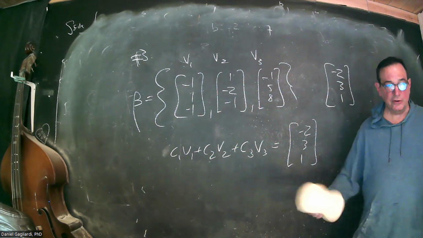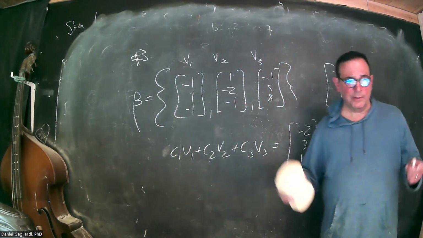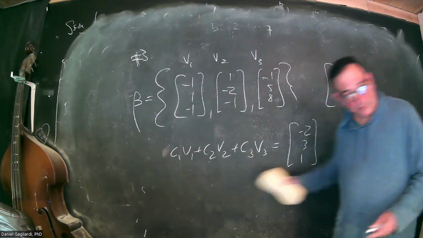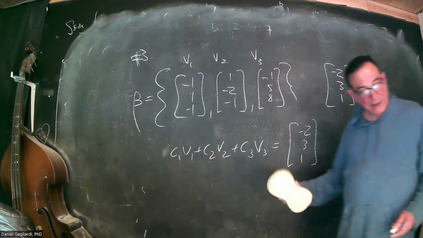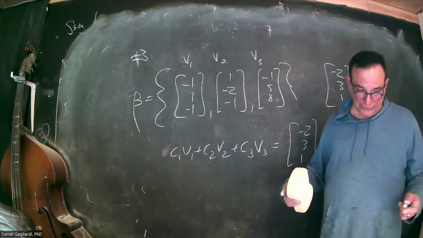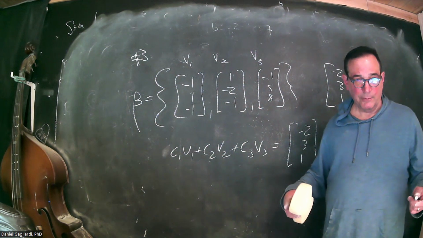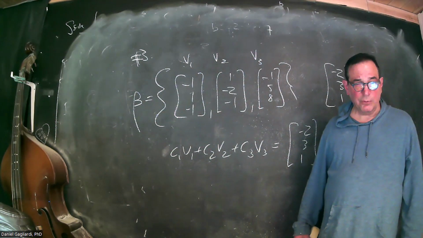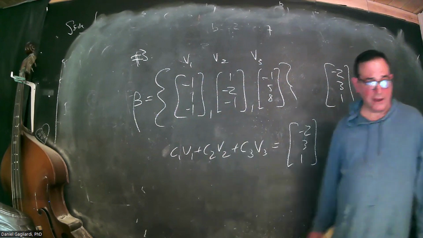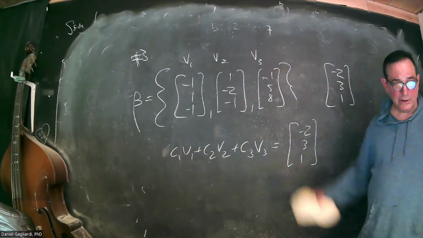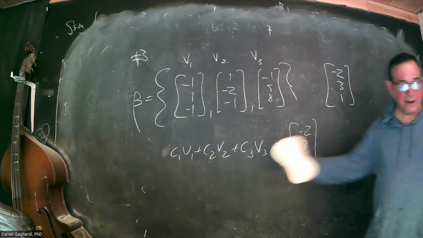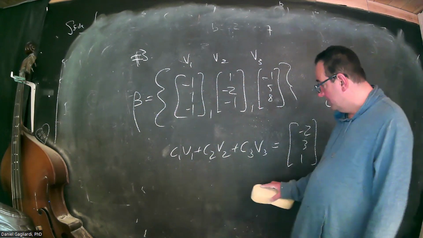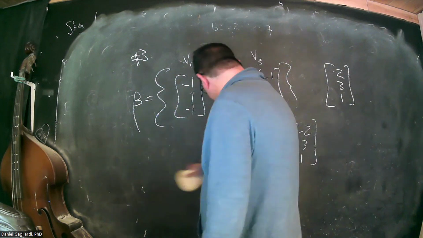Remember, a linear system has 3 forms. One form is equation form, one form is vector form. This is a vector form of a linear system. An augmented matrix is another way to write a linear system, and then there is matrix form. We could actually write this problem in matrix form. We can make a matrix out of these 3 vectors, and then solve for C1, C2, C3 by finding the inverse of that matrix. Let me write down what that would look like.